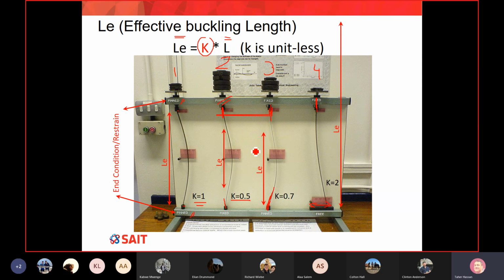So if we simply free the 2 ends, the effective length of your column for buckling will be the same as the length of the column. If we fix both of them, it means the effective length of the buckling will be 50% of the length of the column. If we fix one end and free one end, it will be 70%.